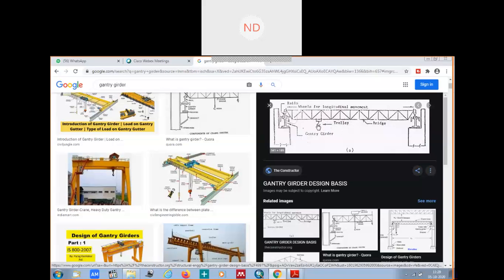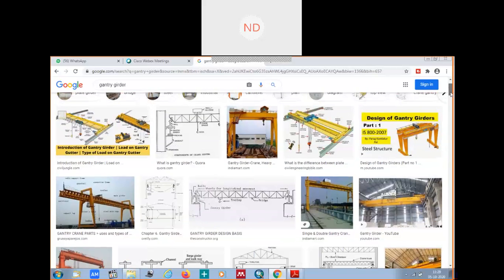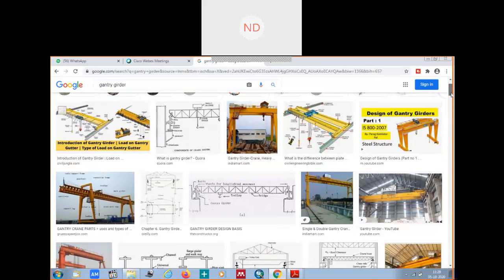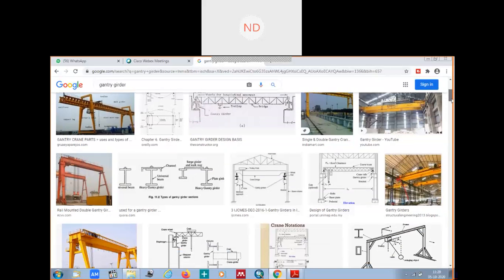Trolley is here above or below. So this is the trolley with the hook. So these are your gantry girders. We have to design these gantry girders. Now if I show you another video, these are your gantry girders.